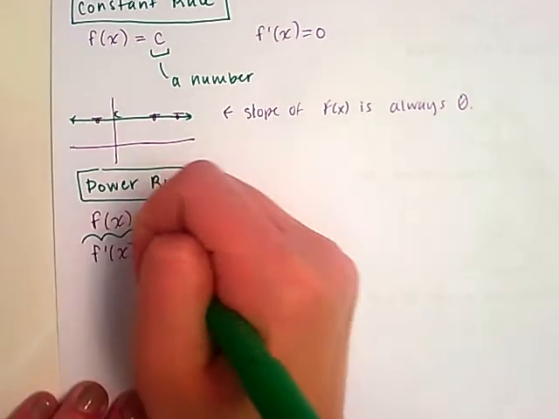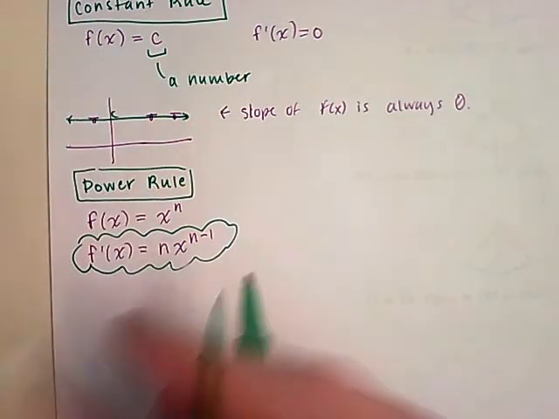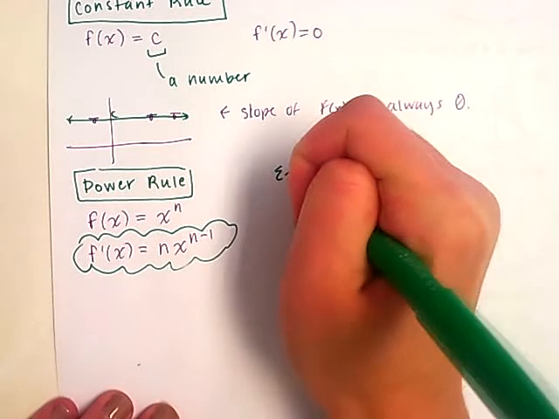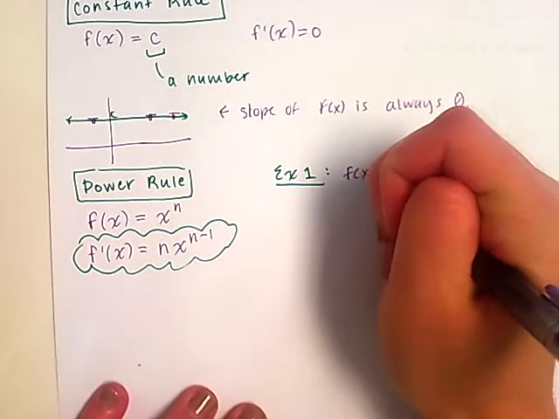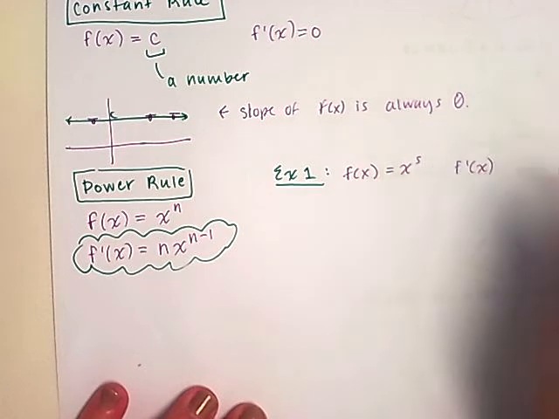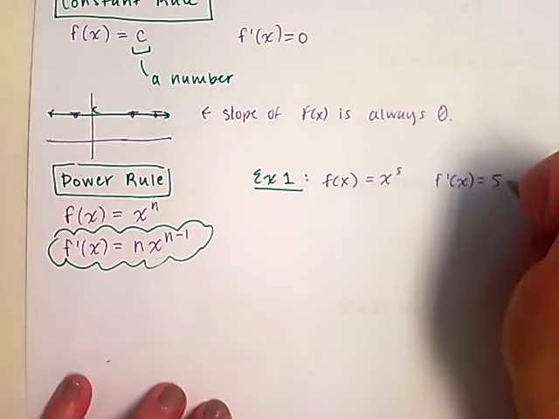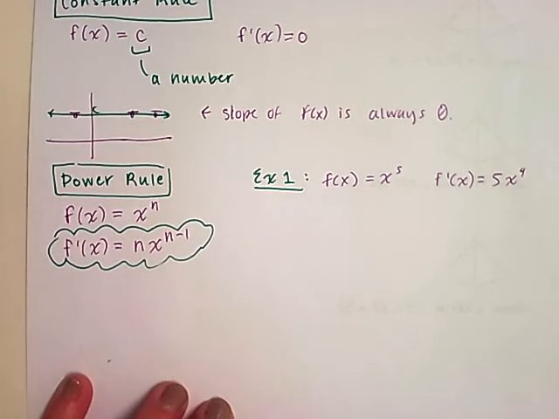This is going to become a really important rule for us. So if we look at some quick examples. First example is going to be f of x equals x to the 5th. So if I'm using this rule, I would say the 5 comes down out front, and my new exponent is 5 minus 1, which is 4. So the derivative of x to the 5th is 5x to the 4th.